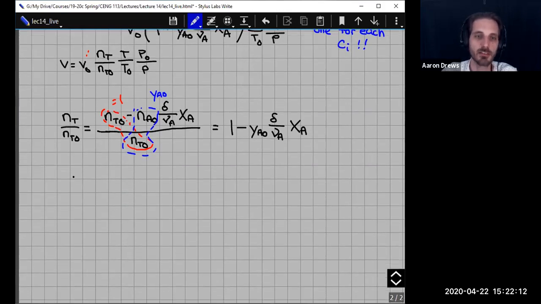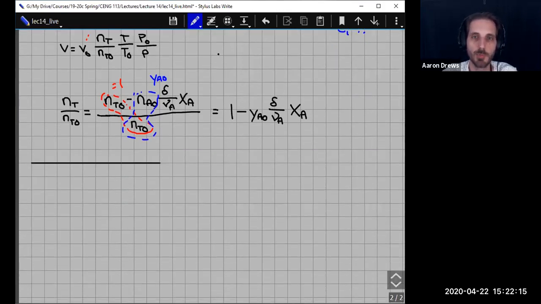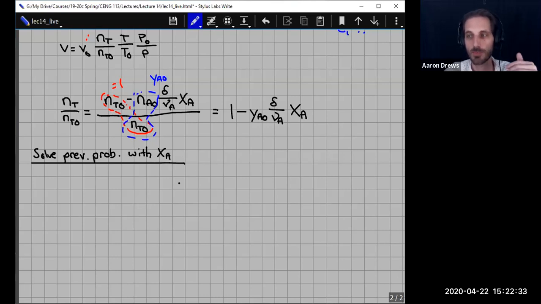So let's see how to use that. Let's solve exactly the same problem that we did a moment ago, but see how all of this comes together. So as an example, solve the previous problem with X sub A. And so that's sort of my way of saying I would like you to use the material balance that has been written in terms of X sub A. If I don't tell you how to solve it, use whatever you want. You can do that just fine. On this particular homework, I've asked you in a couple of explicit places, solve it with X sub A. That means use these expressions that we've been working on here that are functions of X sub A.